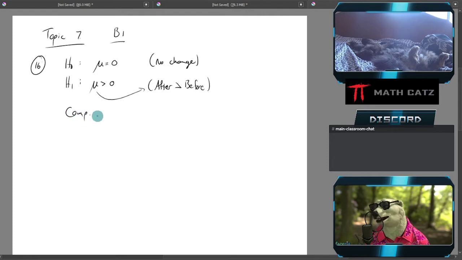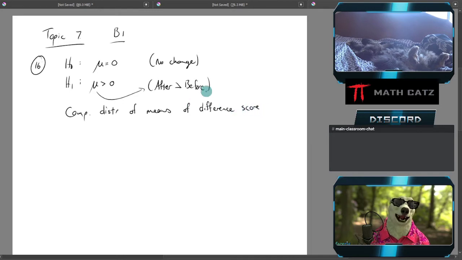Our comparison distribution is the distribution of means of difference scores. So by calculating the differences, again, we are putting ourselves back into the single sample case. So our mu is, under the null hypothesis, 0.